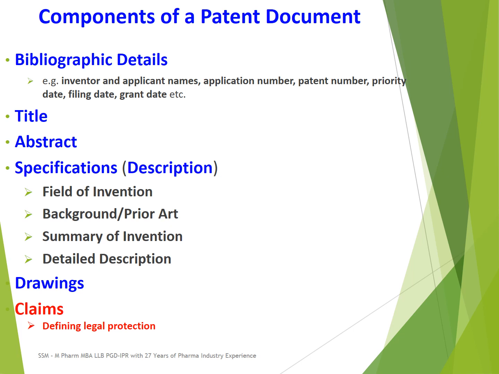The next part of the patent document is the drawings. If there are any drawings, you will mention them in the drawing section. Then the last component of the patent document is the claims, which is the most important part of the patent document. Claims define the legal boundary of protection. So in this presentation, we will discuss claims.